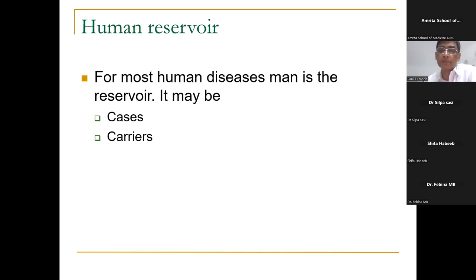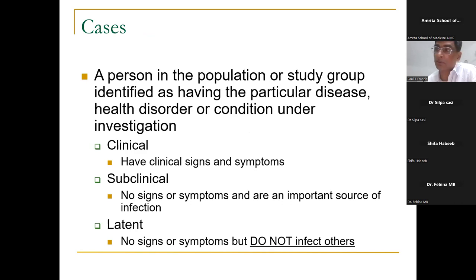As you know, for most human diseases, man is the reservoir. A person in a population or study group identified as having the particular disease, health disorder or condition is called a case. Now I have taken all these definitions from the Park textbook of preventive medicine. I think that is the accepted textbook, so I use the exact terms or sentences here.